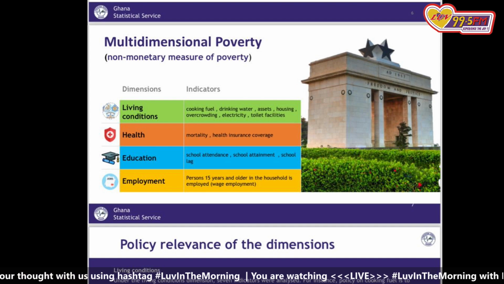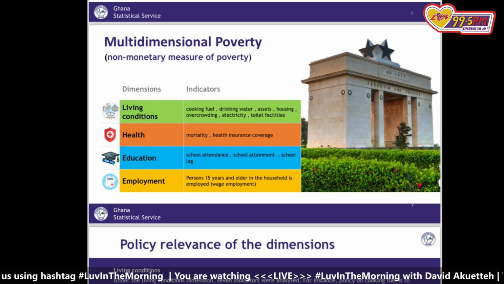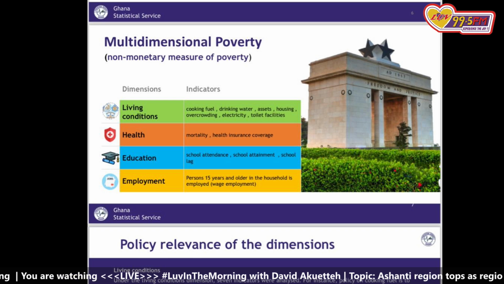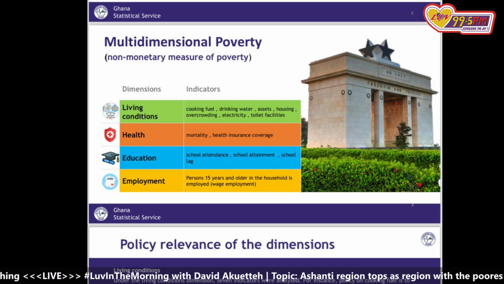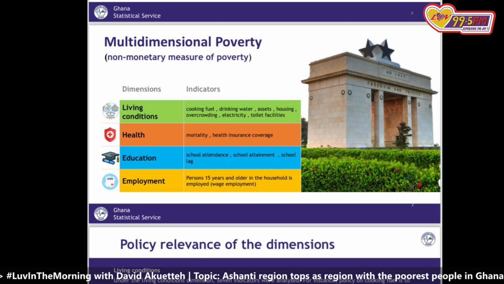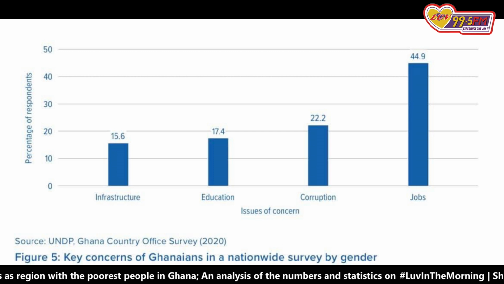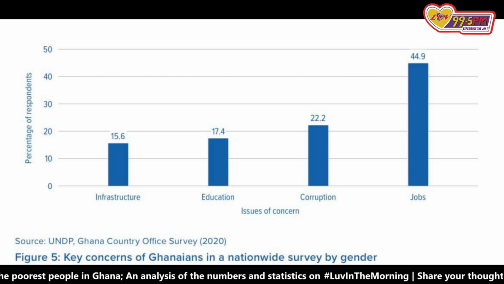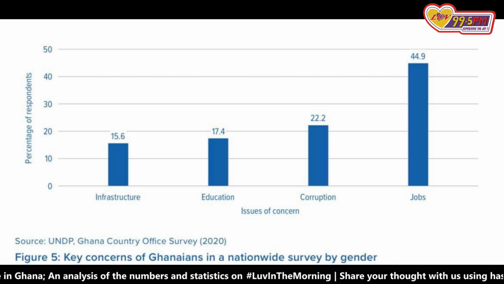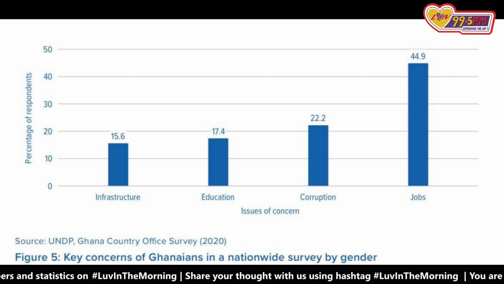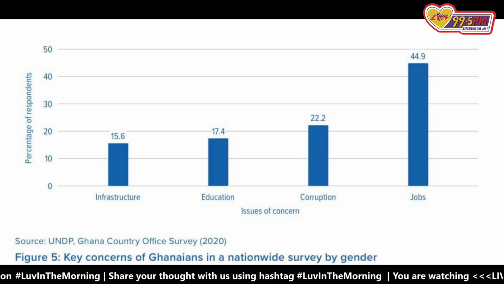Now, Ghana decided to tweak this to fit our unique dimensions. Though the Oxford people propounded 3 dimensions and 10 indicators, we decided to use 4 dimensions and 13 indicators based on Ghana's unique demography. So what are these 4 dimensions? They said living standards; we use living conditions. Then health, education, and then we added a 4th one, employment.